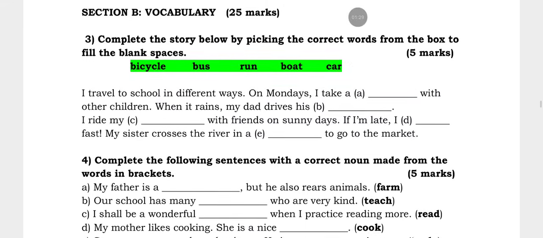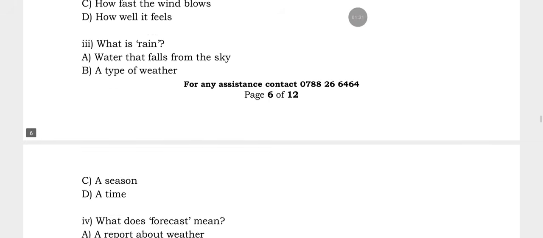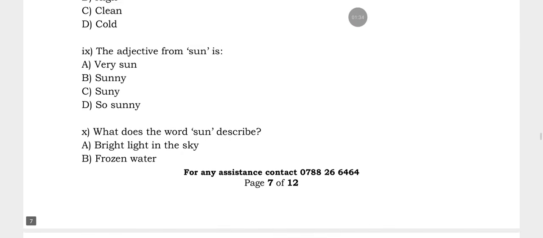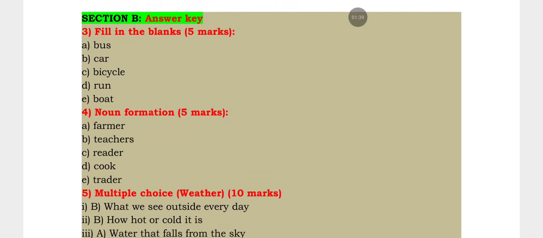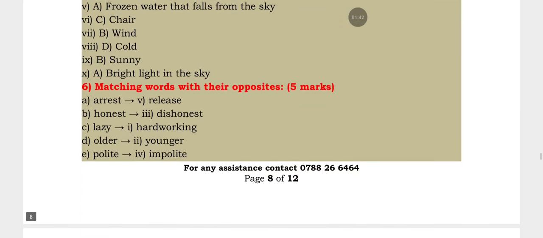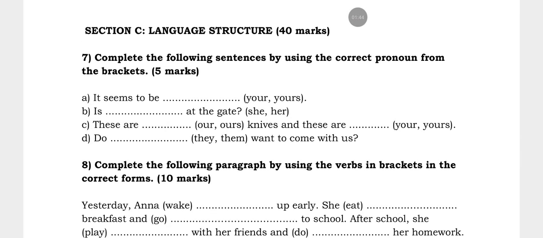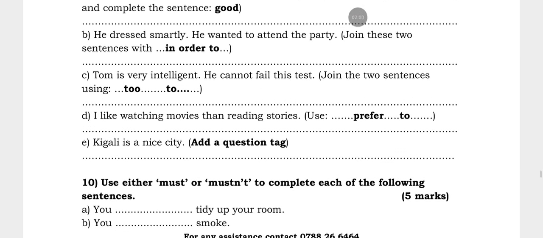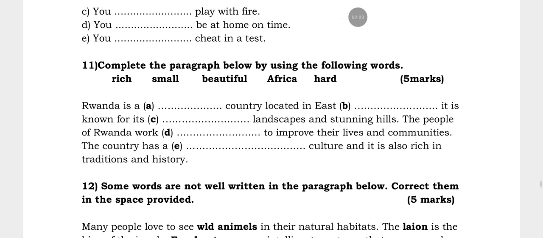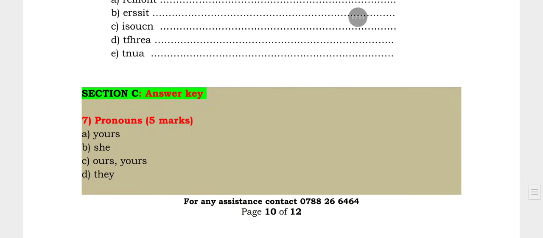Here is section B, vocabulary. And then the respective answers are here for section B. Here there is section C. And then the questions, then the answers are here down on section C.